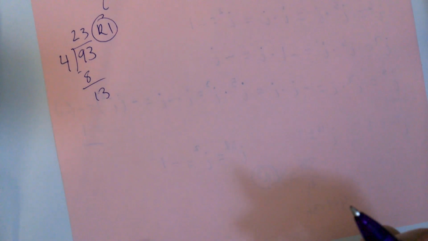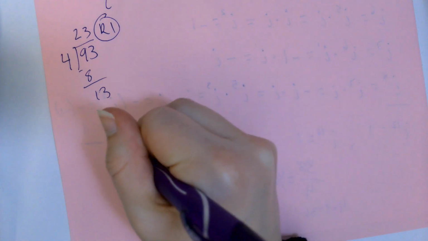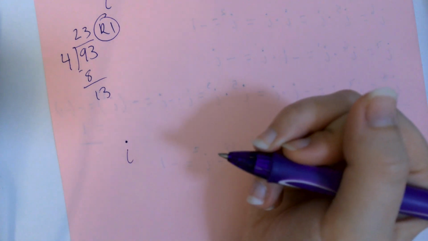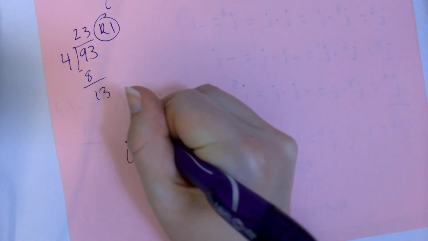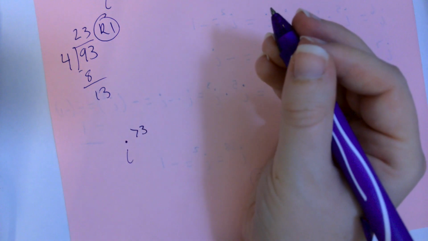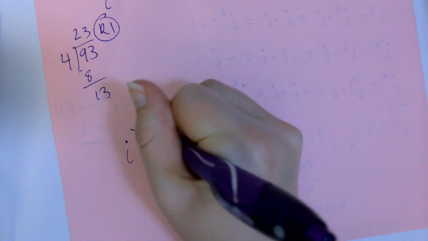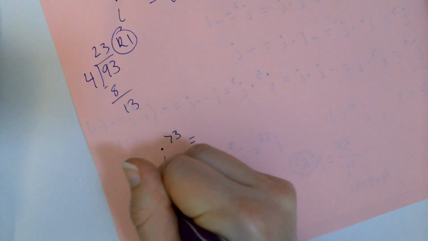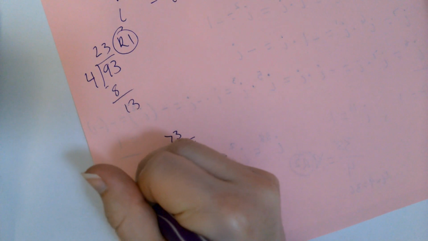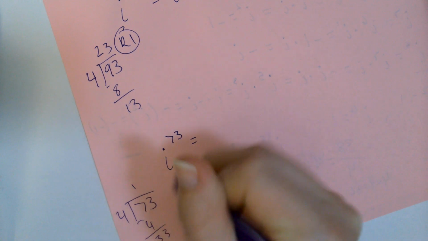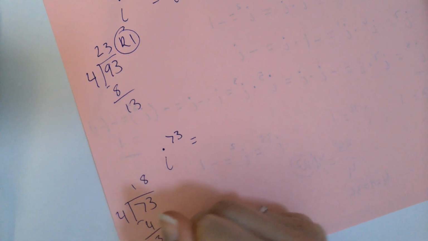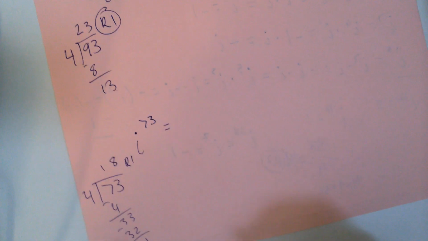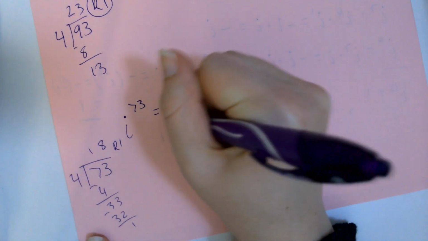Let's do another one. Let's try i to the 73. So we want to divide by 4, see what we get. Let's see. We get 18, remainder 1. So that means that this is the same as i to the first power, which is just i.